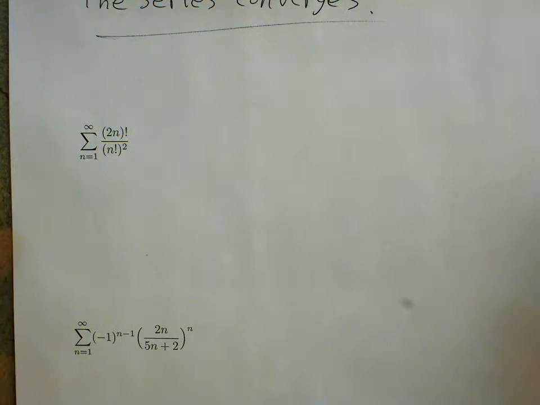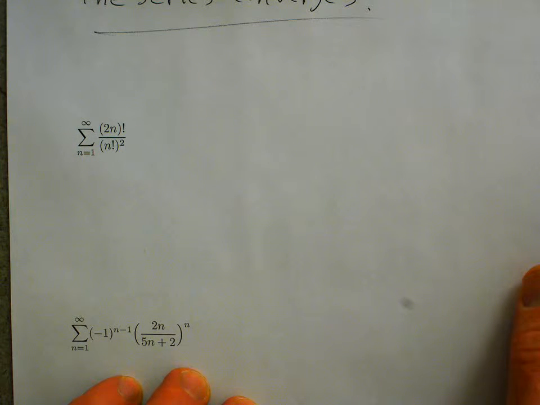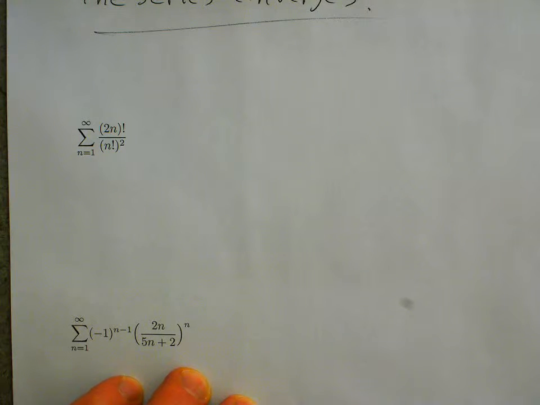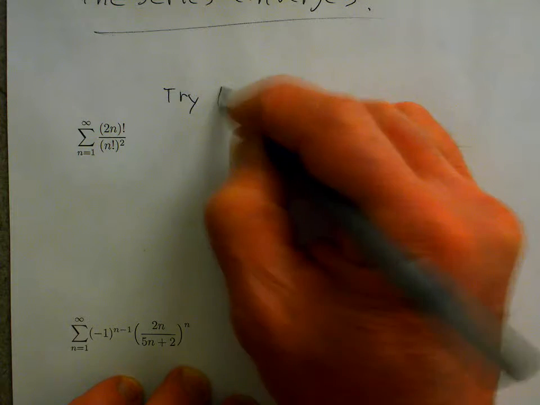The infinite series of 2n factorial divided by n factorial squared. So what test should we use this time, you think? A comparison test? The what one? A comparison test? Well, I was thinking maybe the ratio test. That was my second choice. Let's try the ratio test.